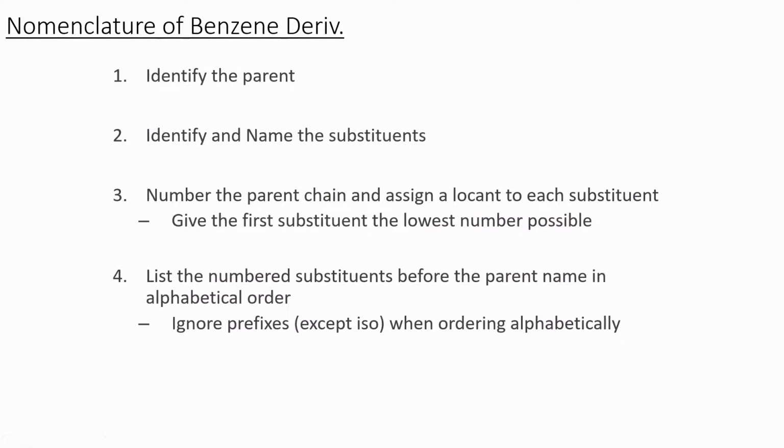So the naming scheme for benzene derivatives is going to be very similar to the naming scheme we've seen for other molecules. First, we'll start by identifying the parent chain. Then we identify and name the substituents. Then we number the parent chain and assign a location to each substituent. And then finally, we can list everything out in alphabetical order.